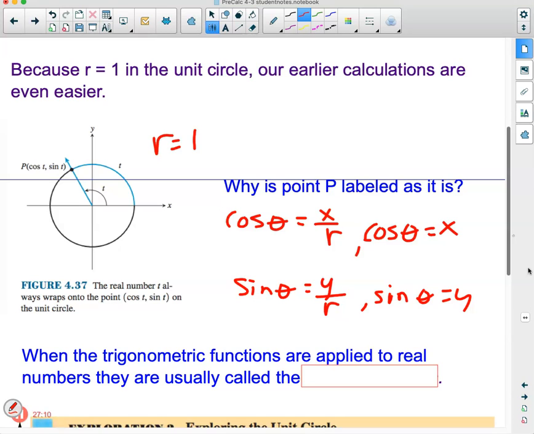Now, that one is easy to remember. If you remember, ordered pairs always come in alphabetical order. We've always talked about them as x and y, and that's alphabetical order. C comes before s, so alphabetical order again, cosine and sine.